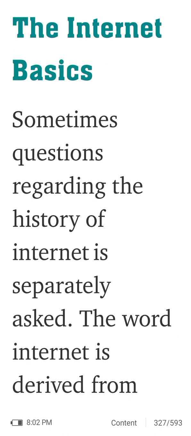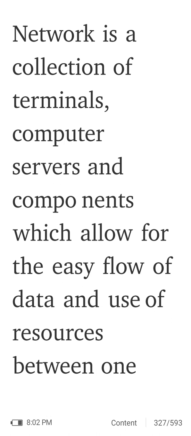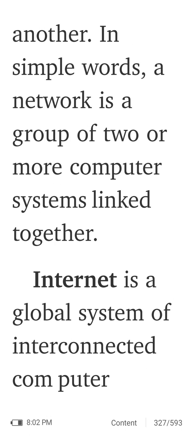So the internet basics. Sometimes questions regarding the history of the internet are separately asked. The word internet is derived from internetworking, which is a collection of individual networks connected by intermediate networking devices that function as a single large network. A network is a collection of terminals, computers, servers, and components which allow for the easy flow of data and use of resources between one another. In simple words, a network is a group of two or more computer systems linked together.